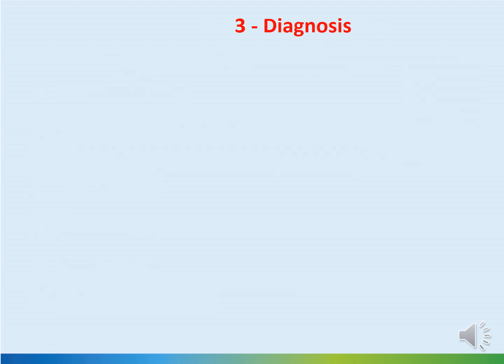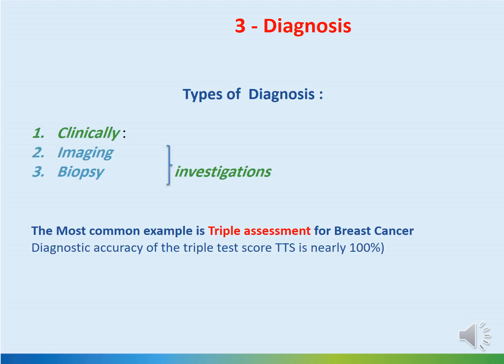Number three of the principles or responsibilities is diagnosis. How do we diagnose a patient with cancer? We have three models of cancer diagnosis. Number one, by clinical examination. Number two, by imaging. Number three, by biopsy.